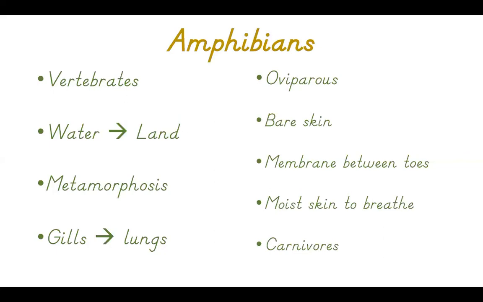We also learned that when amphibians are adults, they are carnivores. What does carnivore mean? A carnivore eats meat.